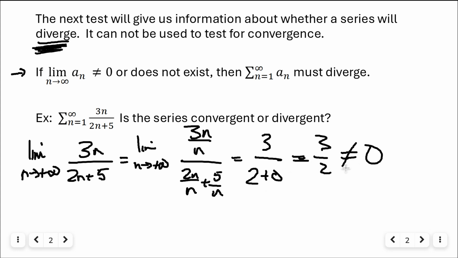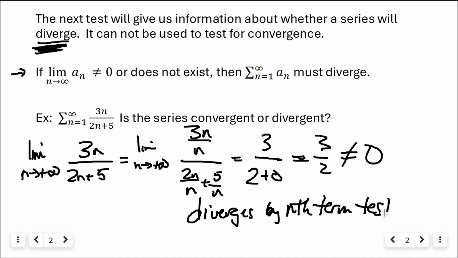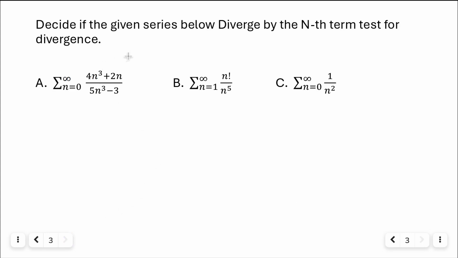Since this limit is not 0, the series diverges by the nth term test. And that's all you have to say. We didn't get 0 for the nth term, the limit as n goes to infinity, so the series diverges. All right, let's try a few more, just so that you see what's going on here.